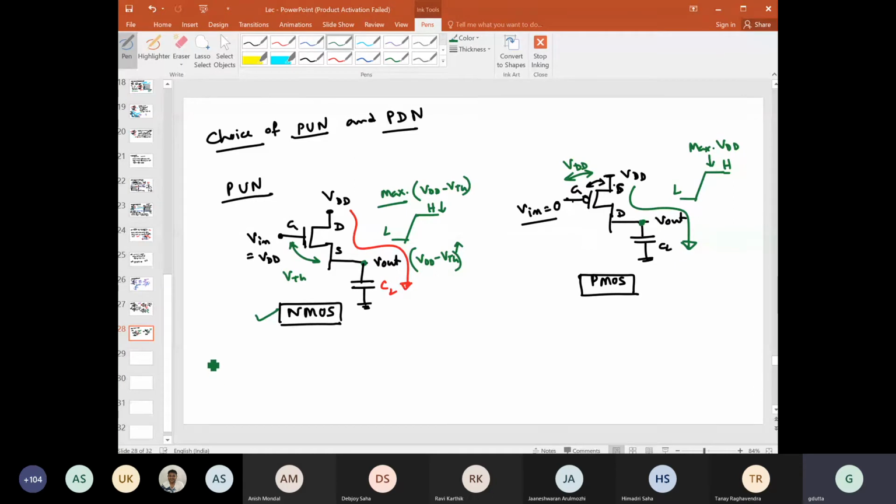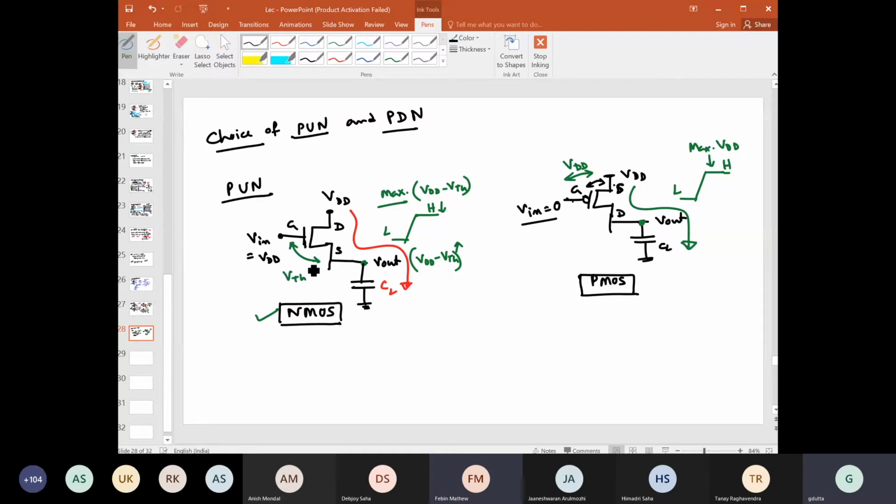Now suppose in the NMOS case we are giving V in as VDD and V out is VDD minus VTH, then there is no inversion. Here the input is VDD, the output is VDD minus VTH, so there is no inversion. Why are you saying there is no inversion?